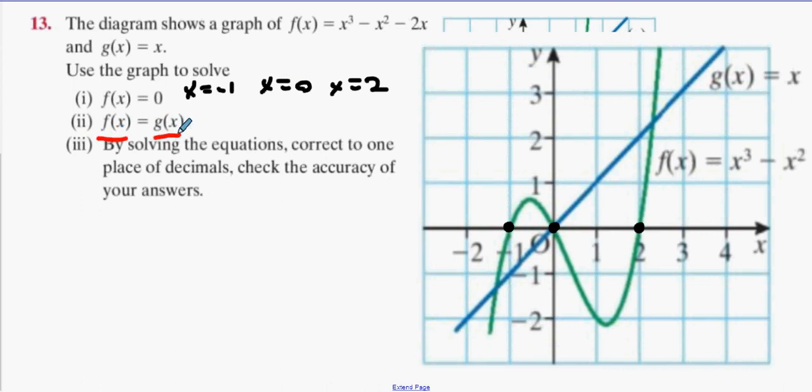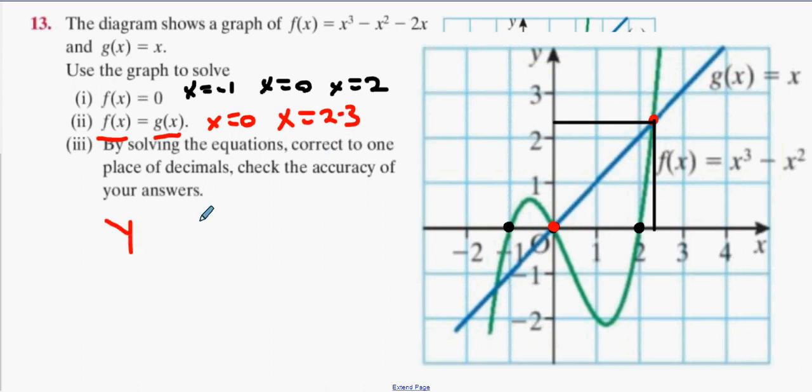Where does the y value for the curve equal the y value of the line? Where does the curve equal the line? This red dot here, and this red dot here. So I'd say x equals 0, and then the other one. What do we reckon? 2 points. Just the x value, isn't it? 2.3, 2.25, something like that. Don't worry too much, because we're about to find the answer normally anyway.